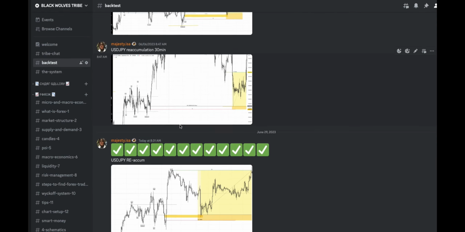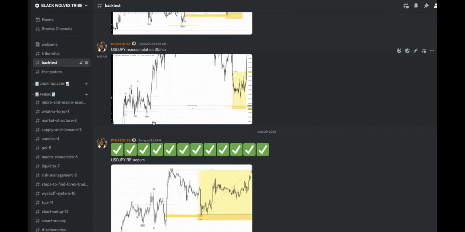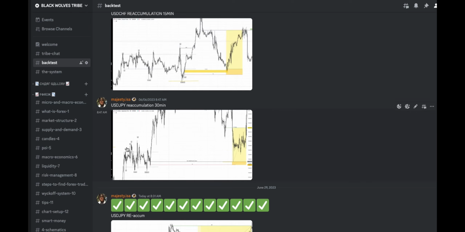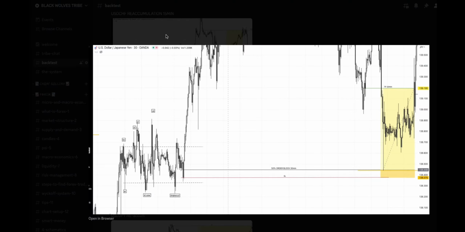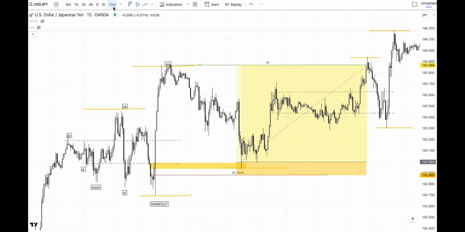this is the one you just saw. So this pattern right here is a pattern that occurs the most. This is the biggest pattern I see on most pairs, the reaccumulation Wyckoff schematic. And so this was another US dollar Japanese yen I had previously on the 30-minute. This one that you just saw is on the 15-minute right here. You see this? The 15-minute.